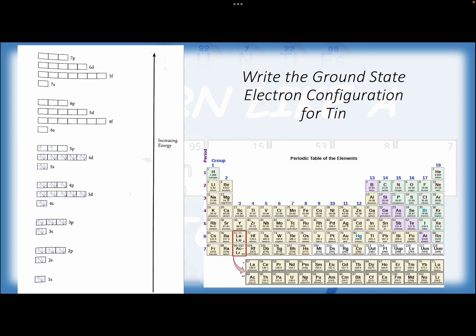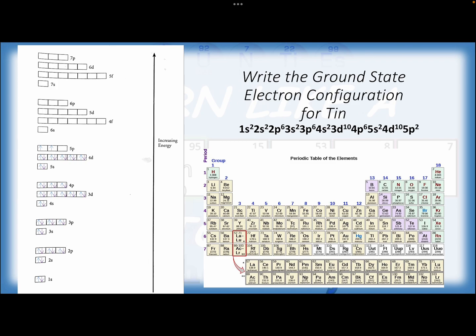Okay, and that's going to consist of the main energy level and the sublevel letter, followed by an exponent, which tells us how many electrons are actually in that sublevel. So the configuration for tin would start out 1s2, and then the next lowest energy level we have is 2s, and it's got 2, so you'd have an exponent 2 there. Then 2p6, 3s2.